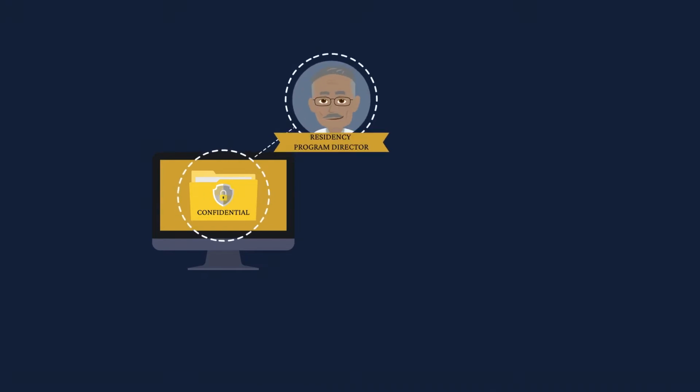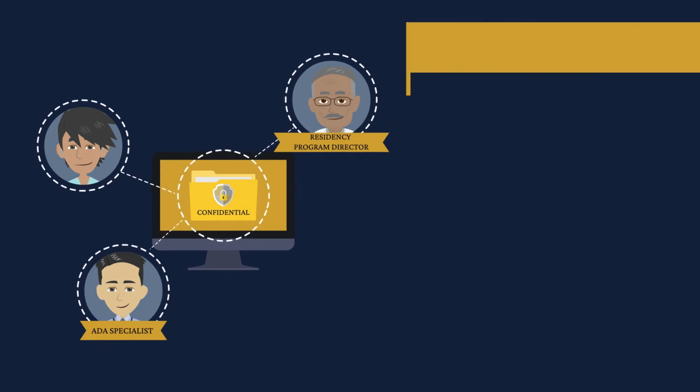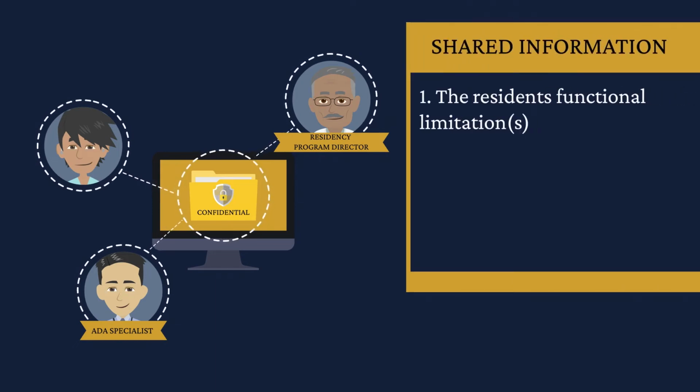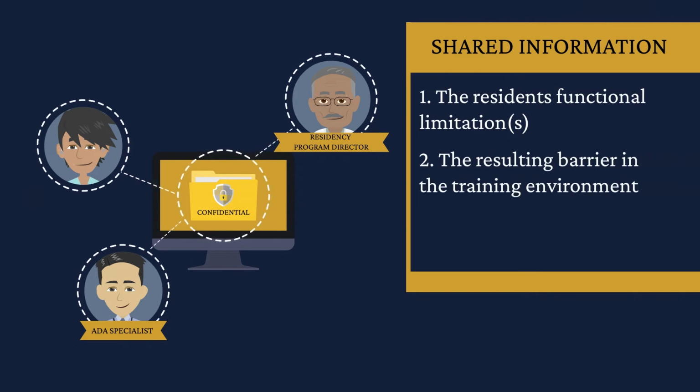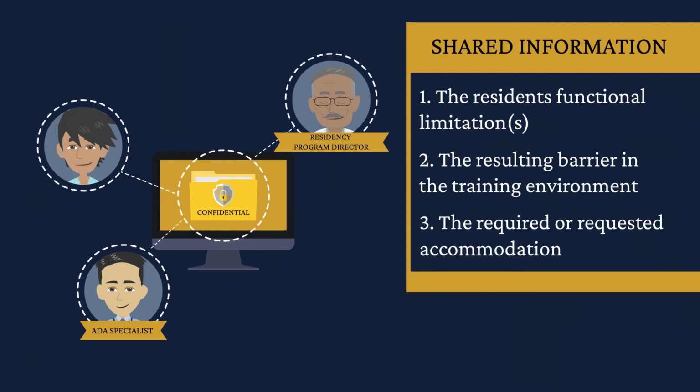Remember, the specifics of your disability do not need to be shared with your program director, by you, or by the ADA specialist. The only information that should be shared is the resident's functional limitation, the resulting barrier in the training environment, and the required or requested accommodations.